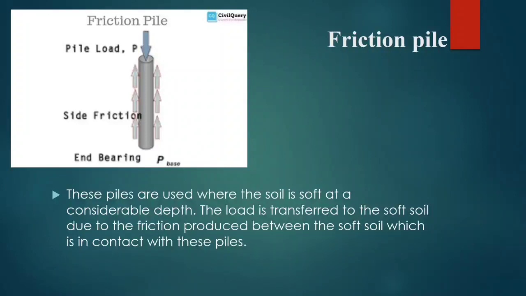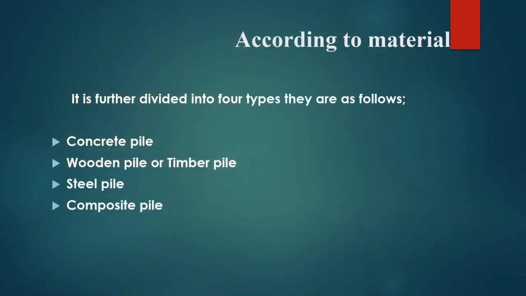These piles are used where the soil is soft at a considerable depth. The load is transferred to the soft soil due to the friction produced between the soft soil which is in contact with these piles. Another thing, this type of pile utilizes the frictional resistance force between the pile surface and the adjacent soil to transfer the superstructure load. Before we go further, let's talk about the pile foundation advantages and disadvantages.